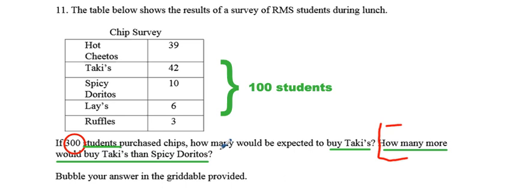How many more would buy Takis than spicy Doritos? And that's again, if there's 300 students, how many more would buy Takis than spicy Doritos? You can mark that number 12 if you want to. Write the answer to that part on your test. So there's two questions. One is, if 300 students purchase chips, how many would be expected to buy Takis? You're going to bubble that on your griddable. And then on your paper, you're going to answer the question, how many more would buy Takis than spicy Doritos? Good luck. Check all of your answers.